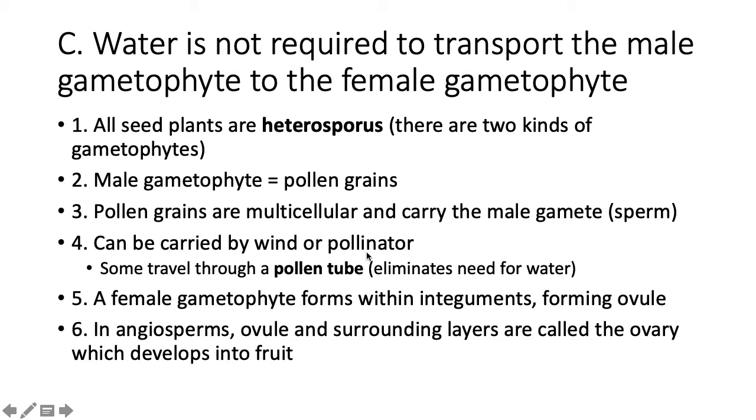When they land on the female gametophyte, some of them travel through a structure called a pollen tube. So instead of swimming to the egg, they go down something called a pollen tube. And this is where we eliminate the need for water.